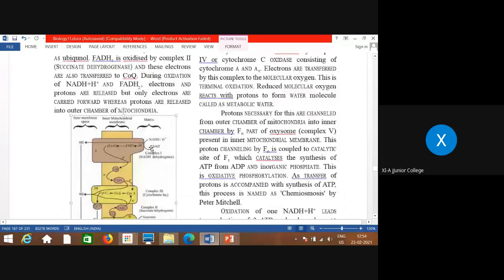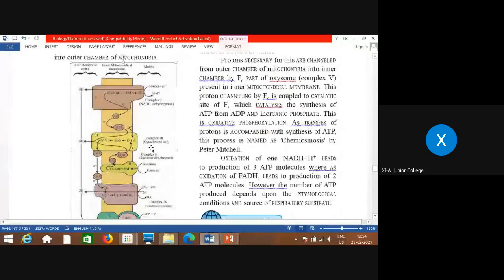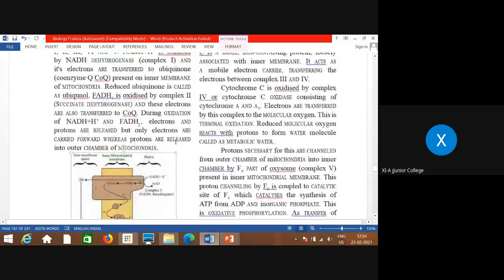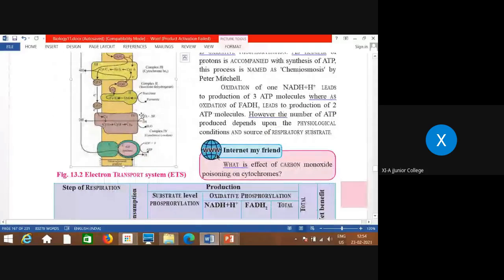I hope you have understood up to this. Now I will talk about when FADH2 is used. Here, this is the second substrate, where FADH2 gets converted into FAD, oxidized to FAD in the presence of the enzyme succinate dehydrogenase. FADH2 is oxidized by complex 2, that is succinate dehydrogenase. And during that transfer, how many ATPs are generated?